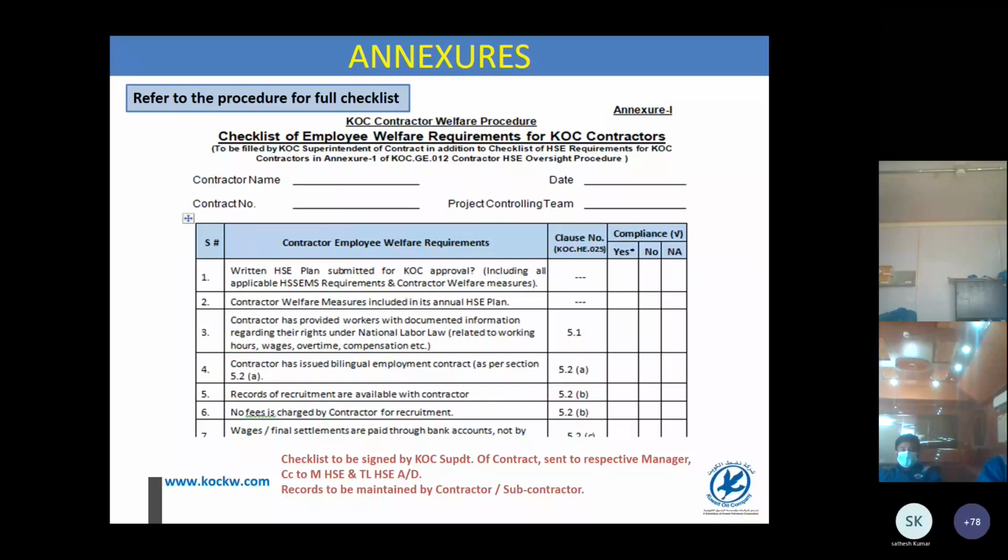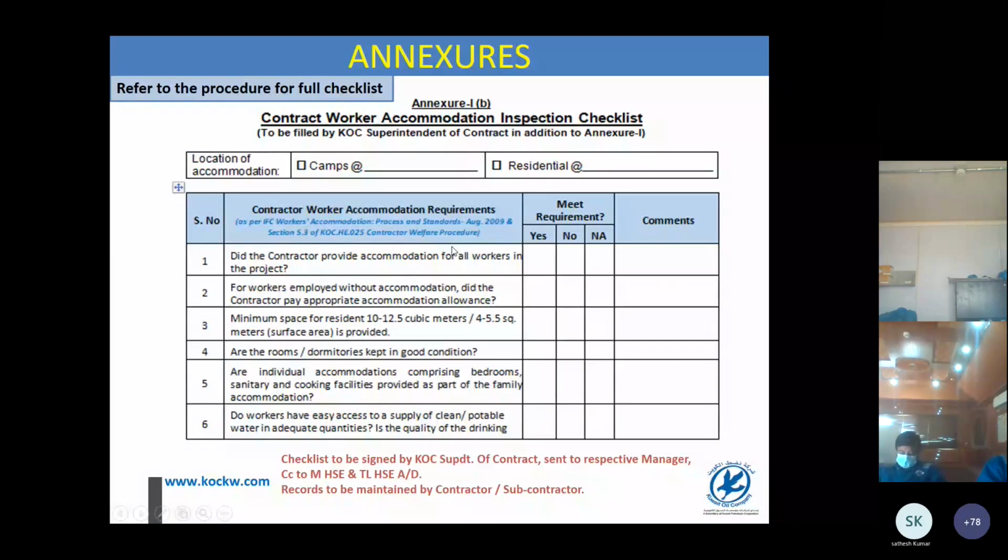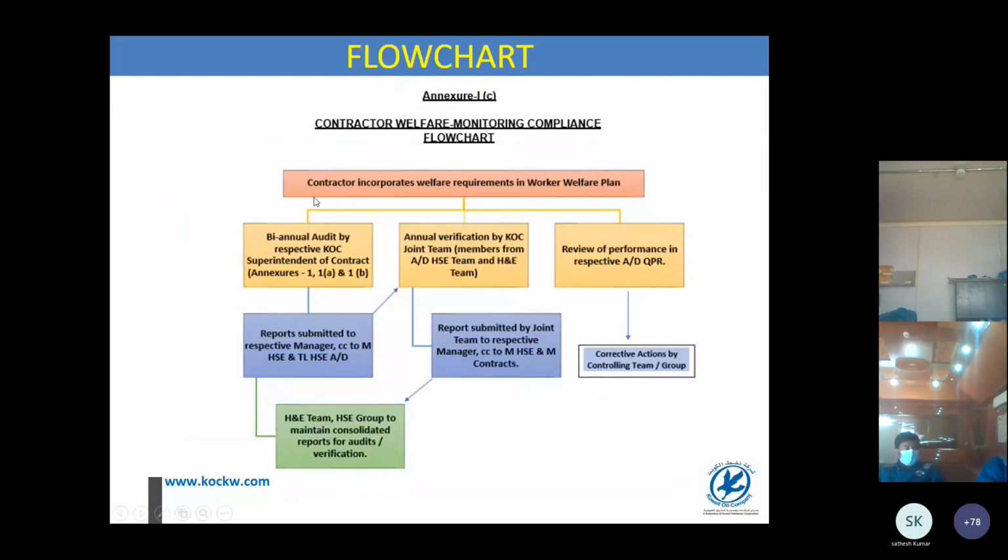And there are checklists available in the procedure. We have given the detailed checklist. Those checklists will be really helpful to you when we come for the audits, and they also help you while implementing the procedure. And the interview, what exactly we are going to talk about during the interview. We will be checking the handbooks, the contracts, recruitment letter, pay records, timesheets, medical insurance cards, all these things, and the accommodation checklist, which we are already doing during the rig camps verification by our field supervisors. And there is a detailed flow diagram of how this particular process will be completed. Everything is there in the procedure.